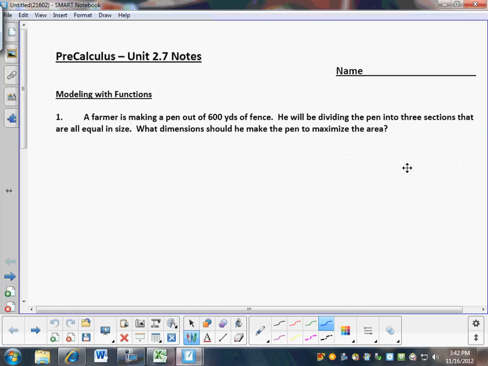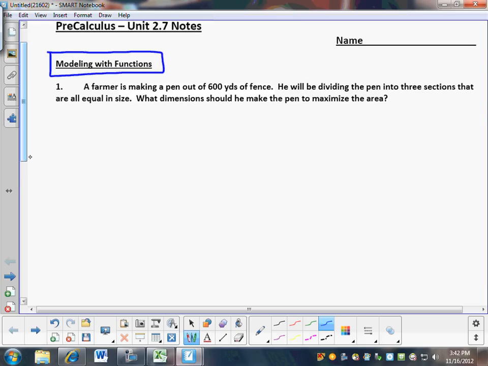Okay, pre-calculus students, we are going to do some modeling with functions. If we look right over here, modeling with functions, we are going to take some of the problems, especially regarding quadratics, and we are going to do some somewhat difficult solutions.